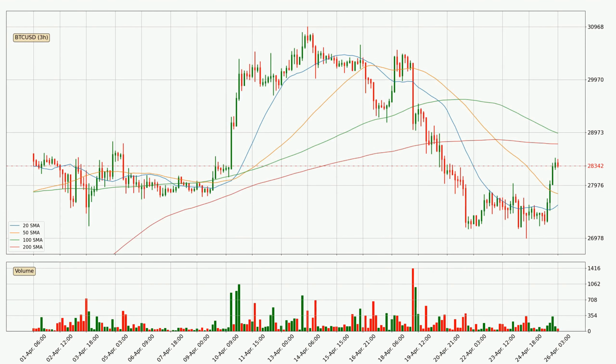Moving to the 3-hourly simple moving averages, at the moment, the price is between the 50 and the 200 SMA. If the price bounces off the 50 SMA, which is currently at 27,816, it could be seen as a support, and the 200 SMA, that is at 28,756, could be perceived as a resistance to the upside.